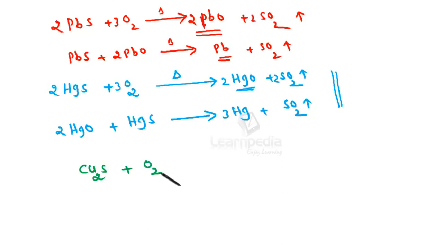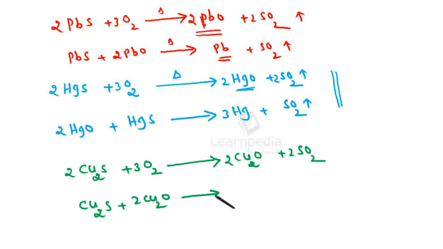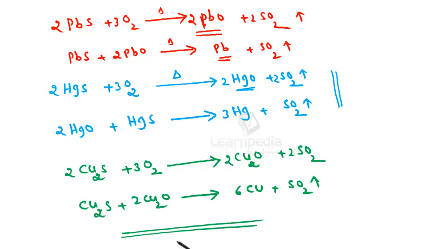It also undergoes partial oxidation first to give cuprous oxide and sulfur dioxide. It is cuprous sulfide but not cupric sulfide. That's why we get cuprous oxide in the first step. So 2Cu2S gives 2Cu2O plus 2SO2. Therefore, oxygen is 3O2. And this Cu2O formed now combines with the remaining amount of Cu2S to give copper and sulfur dioxide. Thus, extraction of copper is carried out from copper glance, Cu2S.